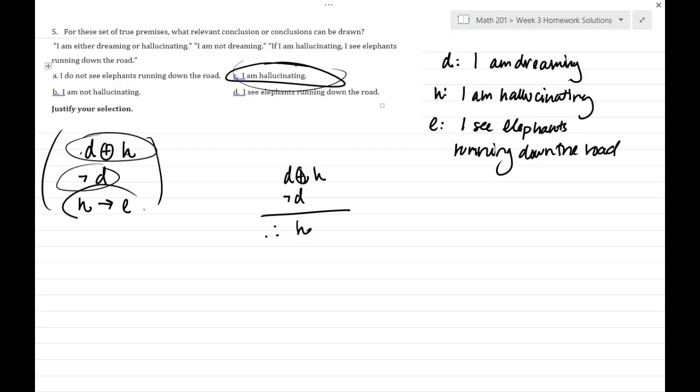So I know that H implies E, so I can conclude E. I see elephants running down the road. And if I am hallucinating, I know I can't conclude this. And I already am seeing elephants, so I can't conclude I do not.